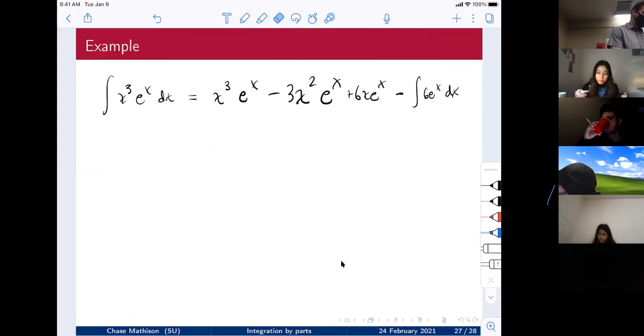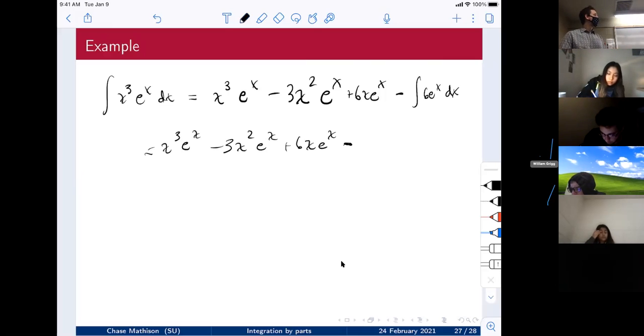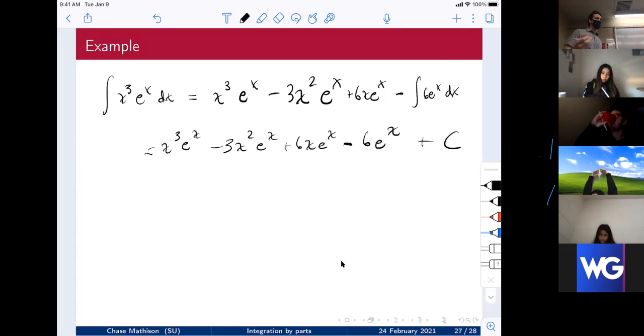Okay. So then this is x cubed e to the x minus 3x squared e to the x plus 6x e to the x minus, what's the integral of 6 e to the x? Yeah, 6 e to the x, right? And then don't forget the constant. And wow, that was way better than doing integration by parts, writing it out in full every single time. But it was equivalent. It was the exact same thing, right?